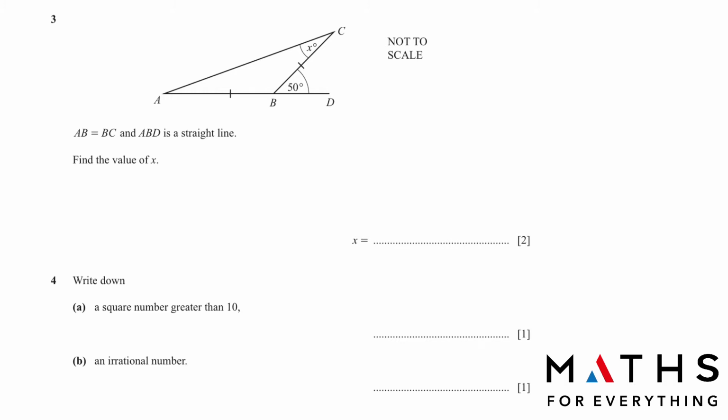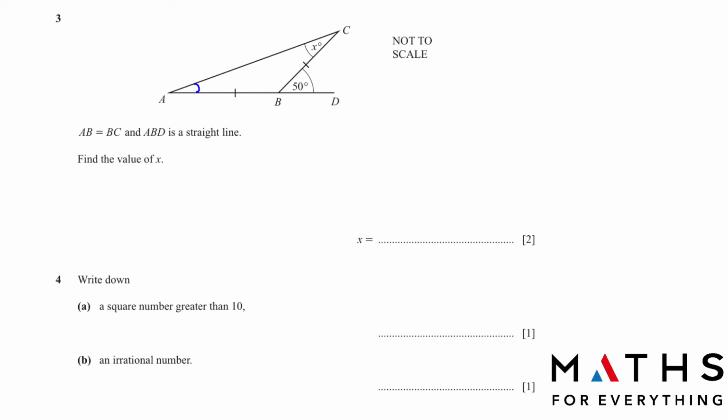Question number 3, we have been given a triangle and an angle here, A, B, C, D. AB is equal to BC. This is equal to this. And ABD is a straight line. Find the value of x. This line here denotes that AB and BC are equal. So the angles will also be equal. This is a case of an isosceles triangle. There are two ways to solve this question. One is that the outside exterior angle is equal to the sum of the opposite interior angles.